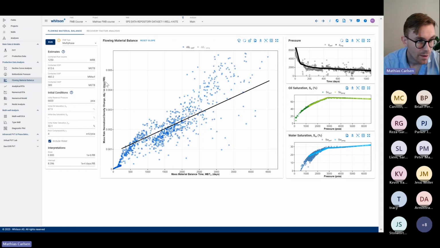Matthias, yeah. Sorry if I missed this in your earlier comments, but that initial water saturation, the one you initialize flowing material balance on, is that total or is that movable? Like, since we're not including rel perm considerations, how do we think about that with this type of analysis?